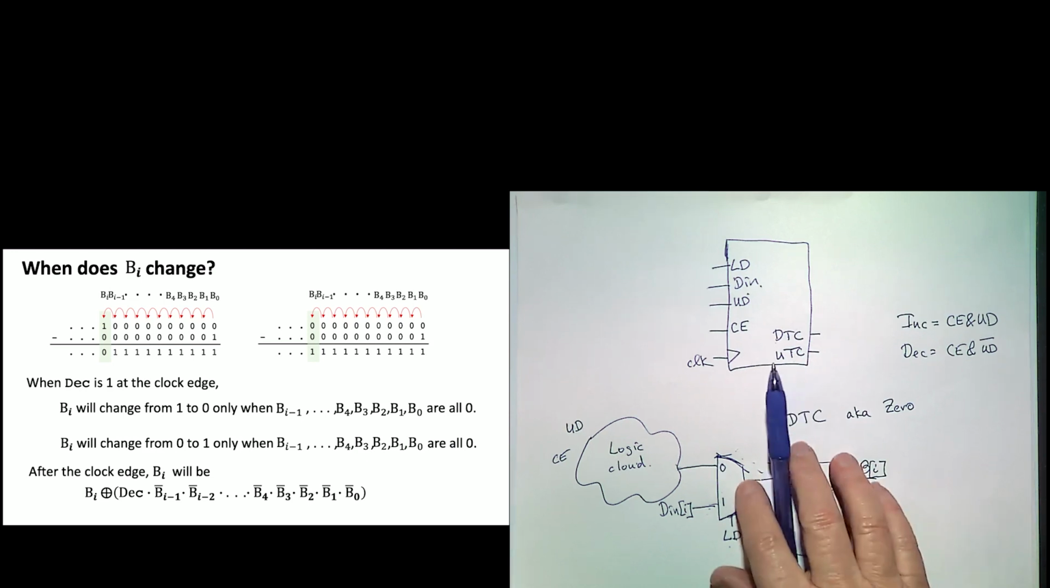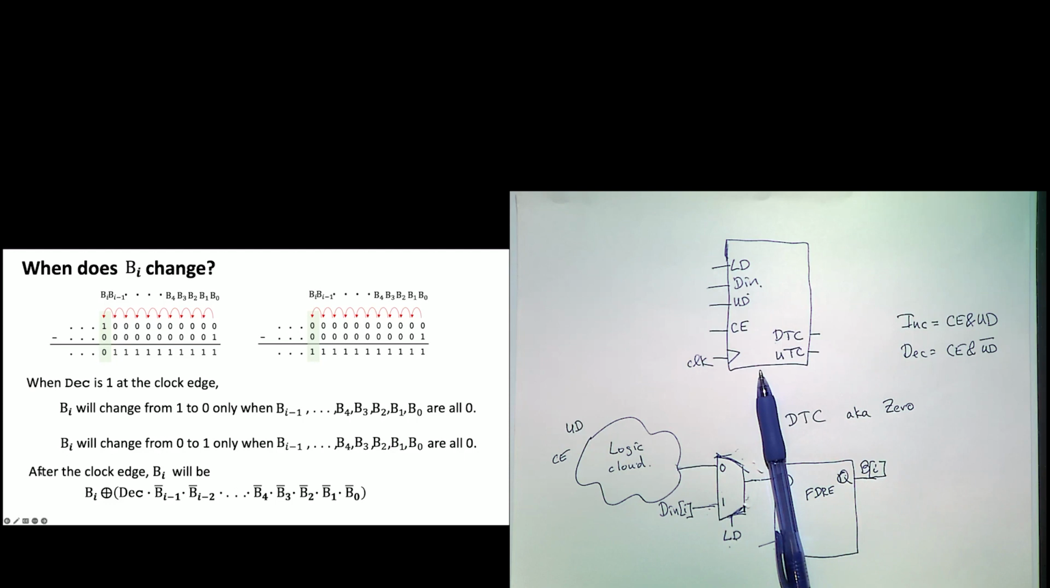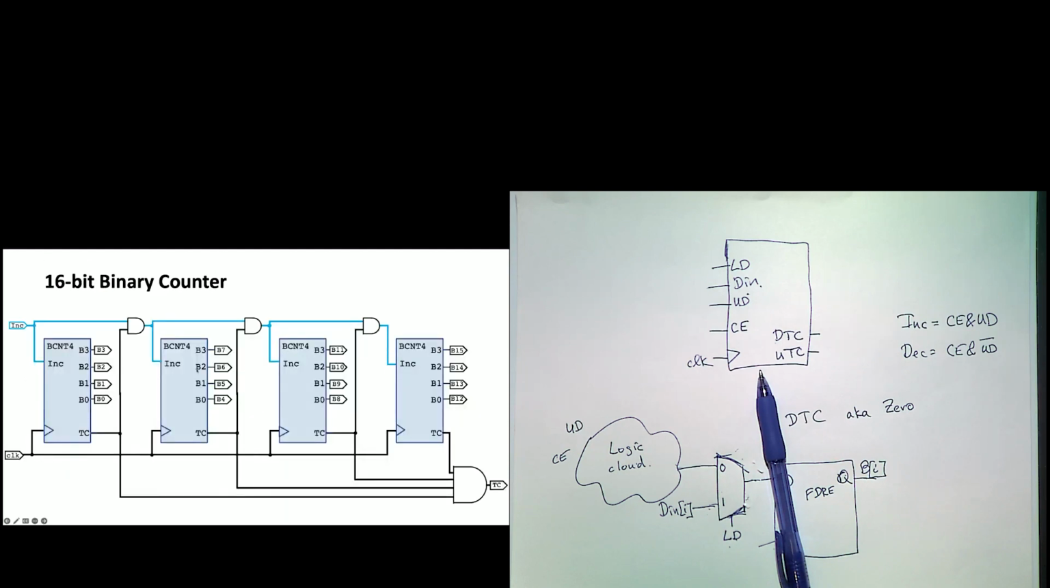Right? Because you don't want the second one. We don't want the second one counting all the time. We only want to count up if this one is at TC, or this one should count up if this one is at UTC. This one should count down if this one is at DTC and you're told to count down. Okay. But start by just making a 5-bit one.